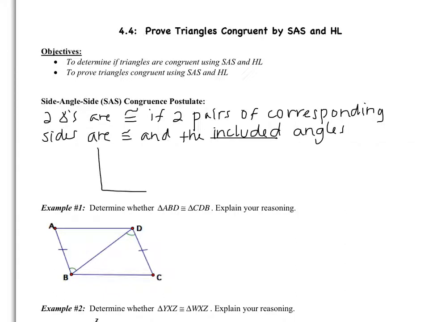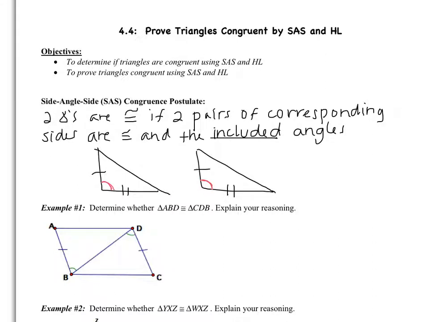So if I draw myself two triangles, it says these triangles are congruent if two pairs of corresponding sides are congruent. Here would be one pair, here would be the other pair, and then the included angles are the angles in between those two sides, which means these angles right here. If it was any other angles, it would not be SAS. It has to be the angle in between the two sides.